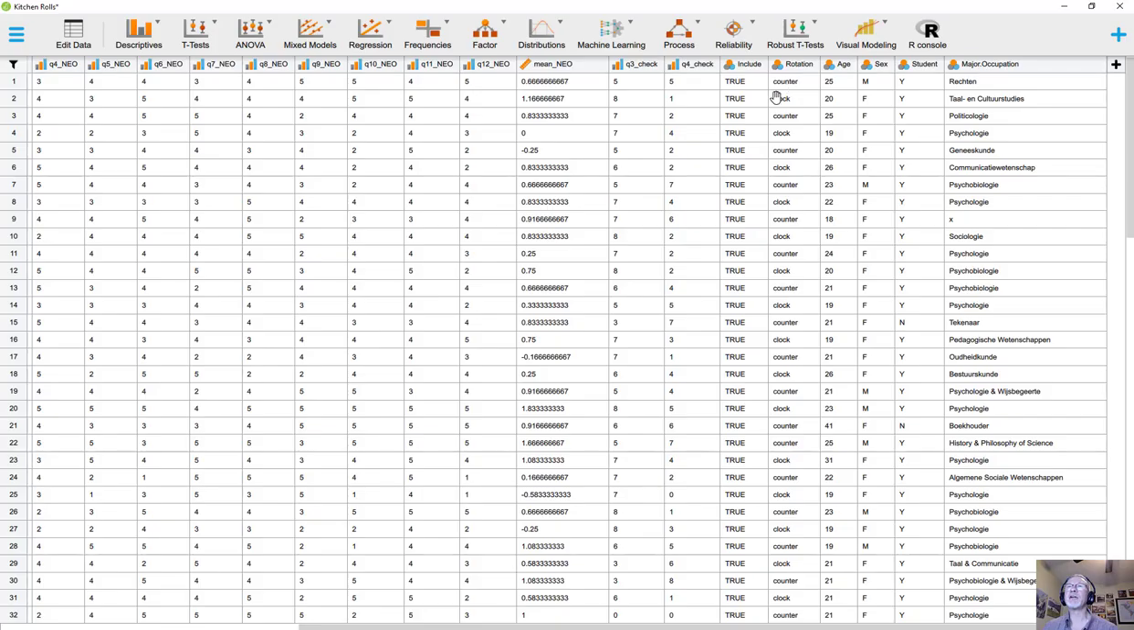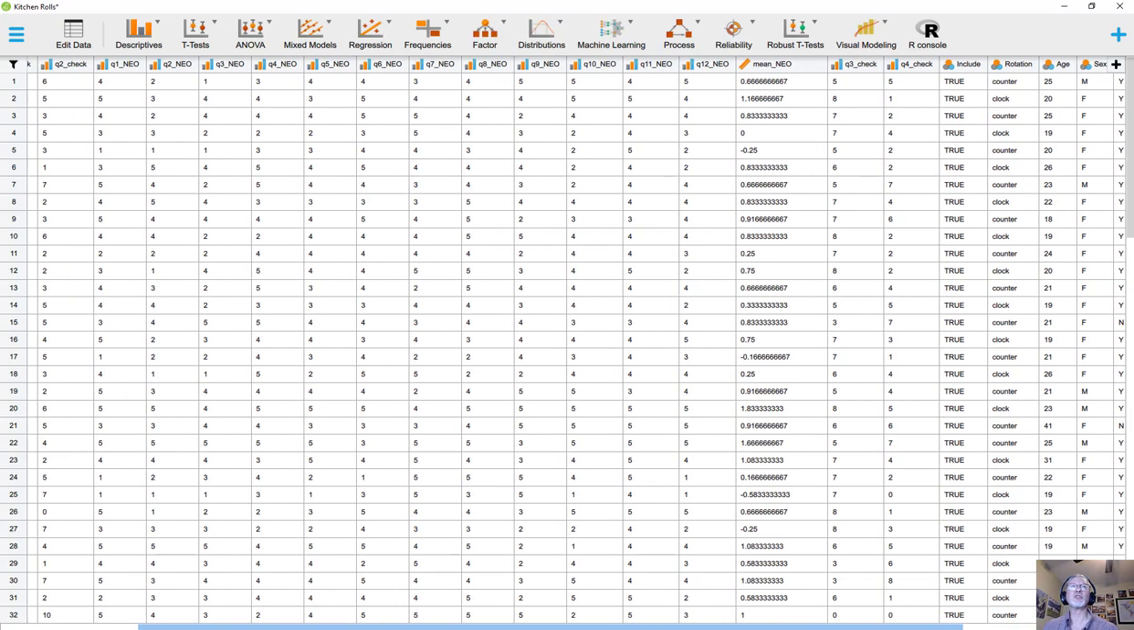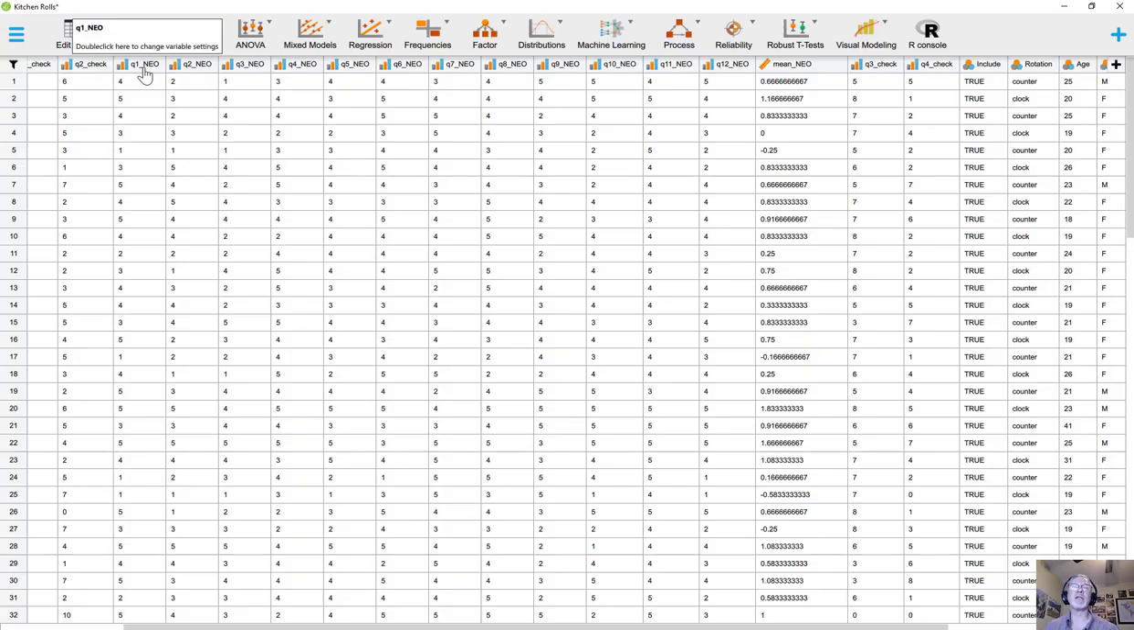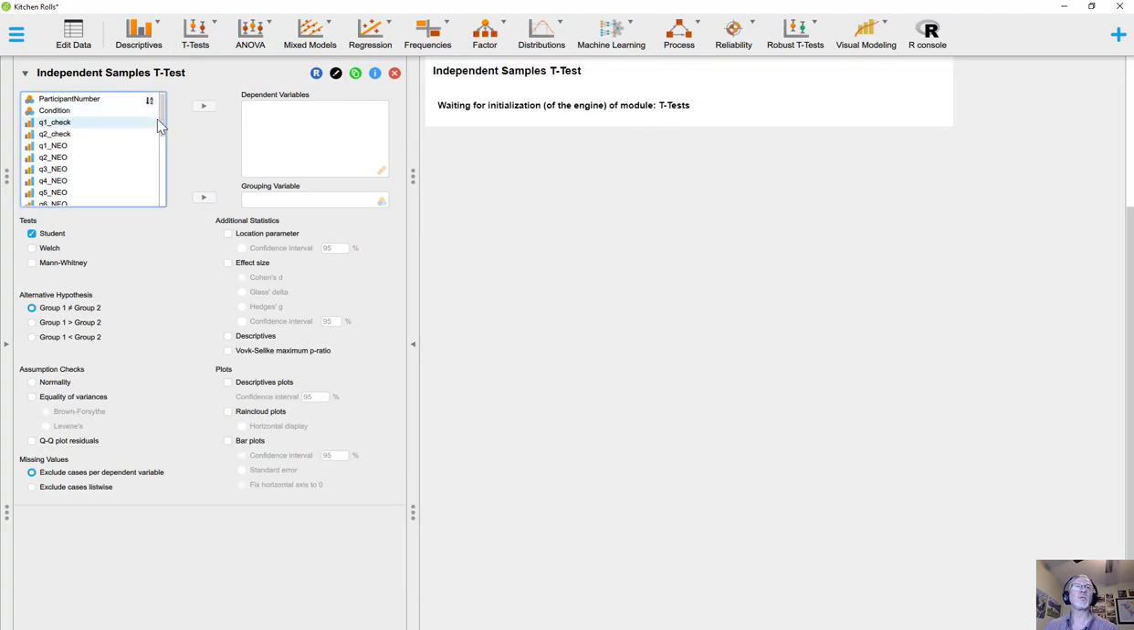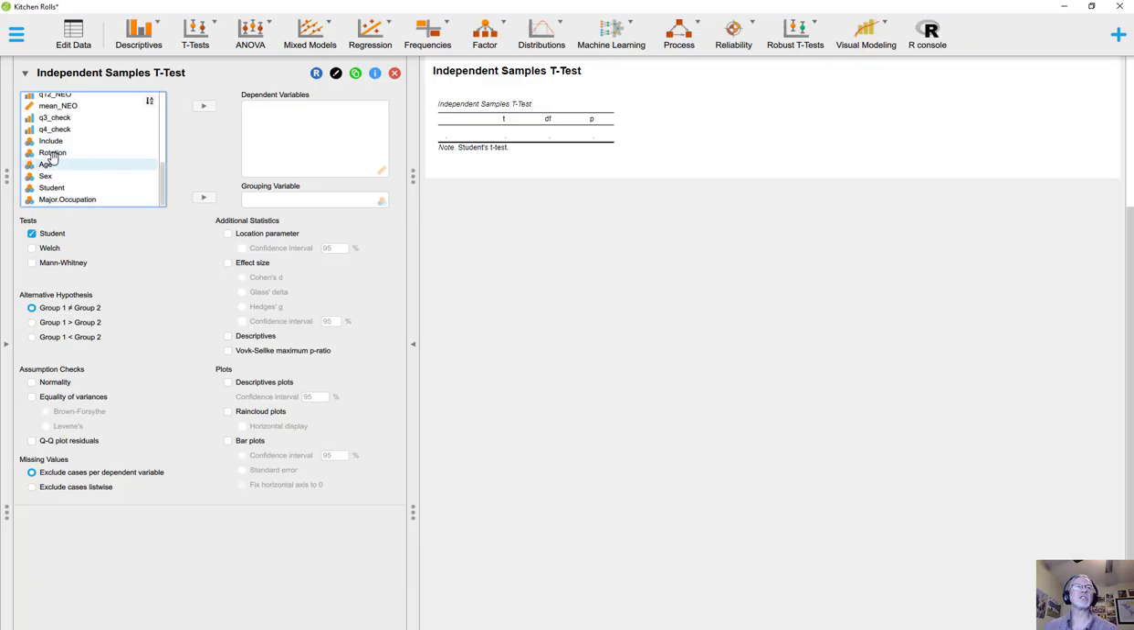So clockwise, counterclockwise, and our dependent variable is the average score on openness, which was measured with 12 items from the NEO, as you can see here, Q1 up through Q12. Okay, let's go ahead and click on t-test and go to independent groups. And we're going to go down to rotation and put that in as the grouping variable. We're going to take the mean of the NEO and put that in as the dependent variable.